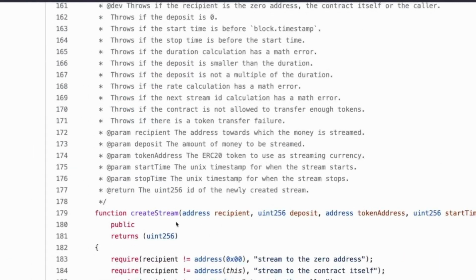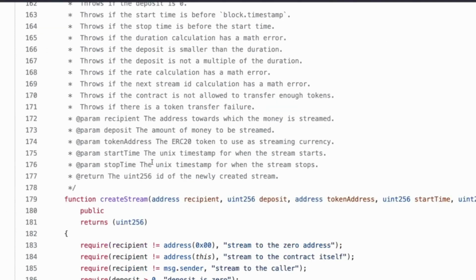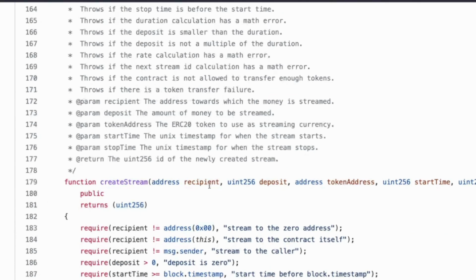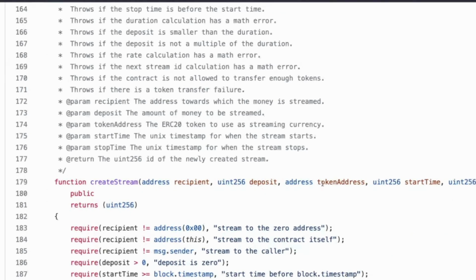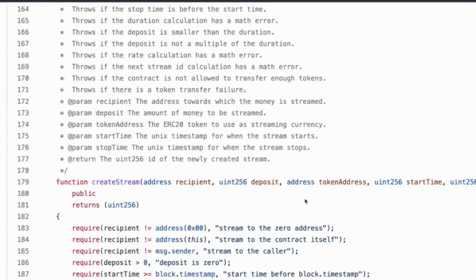Let's see, they might. Create stream. That's the function. Cool. Creates a new stream funded by message.sender and paid towards recipient. Oh, this is the actual stream creation. I'm excited. It throws if the recipient is a zero address, the contract itself, or the caller. Fair enough. I don't think we need to go through all the throws because we'll see those. So the first is the address recipient, the address towards which the money is streamed. Yeah, makes sense. And the amount of money to be streamed. The token address, cool. Start time. Stop time. Interesting. And it just returns the ID.